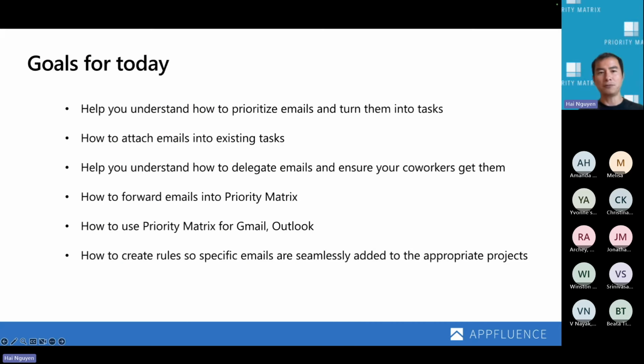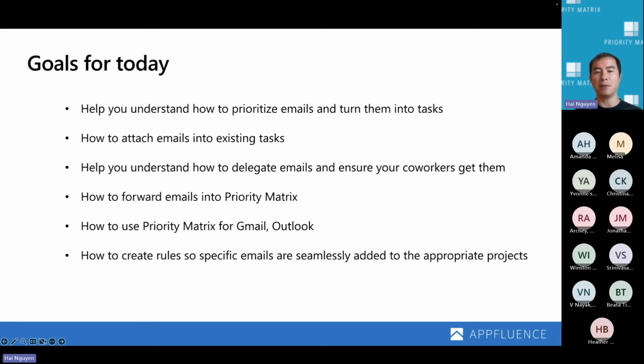My goals are pretty straightforward. Help you understand how to prioritize emails and turn them into tasks, how to attach emails to existing tasks, how to delegate emails and ensure that your coworkers actually get them and work on them, so you'll get a status update on them, and then how to forward emails into Matrix, how to use Matrix for both Gmail and Outlook, and then create rules so specific emails are seamlessly added to the appropriate projects. So as you can tell, it's all around emails today.